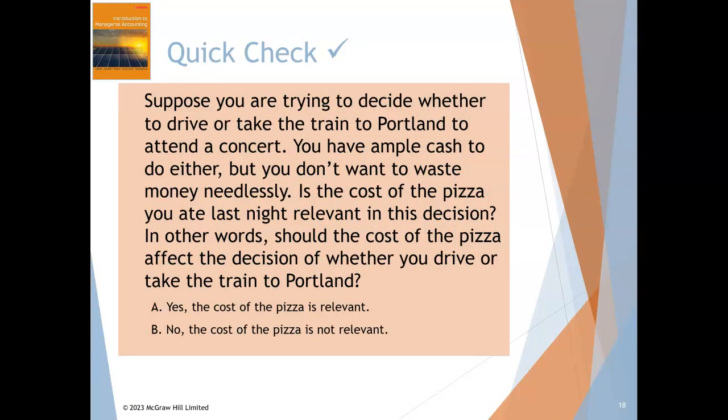Quick check. Suppose you are trying to decide whether to drive or take the train to Portland to attend a concert. You have ample cash to do either, but you don't want to waste money needlessly. Is the cost of the pizza you ate last night relevant in this decision? In other words, should the cost of the pizza affect the decision of whether you drive or take the train to Portland? A. Yes, the cost of the pizza is relevant. B. No, the cost of the pizza is not relevant.